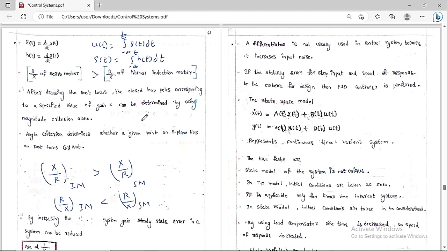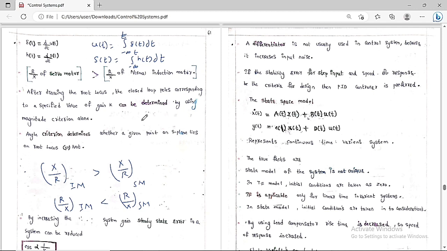The angle criteria alone is sufficient to tell whether a point is lying on the root locus or not. For example, suppose a root locus graph is drawn. Then, for a particular value of the closed loop poles, the value of K can be figured out only with the help of the magnitude criteria alone. So therefore, after drawing the root locus, the closed loop poles corresponding to a specified value of the gain K can be determined by using the magnitude criteria alone.